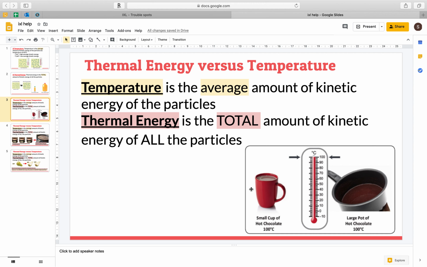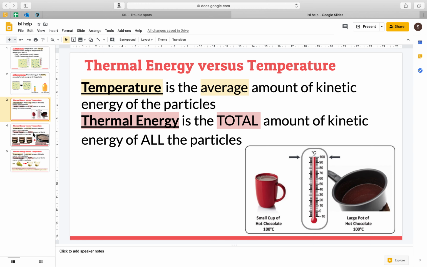Again, we have a small cup of hot chocolate and a large pot of hot chocolate. If you think about the little particles in here, the particles on average are all moving pretty fast. So it doesn't matter the size. The temperature of this cup of hot chocolate and the temperature of this large pot will be the same, around 100 degrees, because they're moving on average at the same speed. However, there are way more particles in this large pot. If you add up the kinetic energy of every single particle in this pot, it's going to be a bigger number. That's why the large pot of hot chocolate has more thermal energy than this little cup.